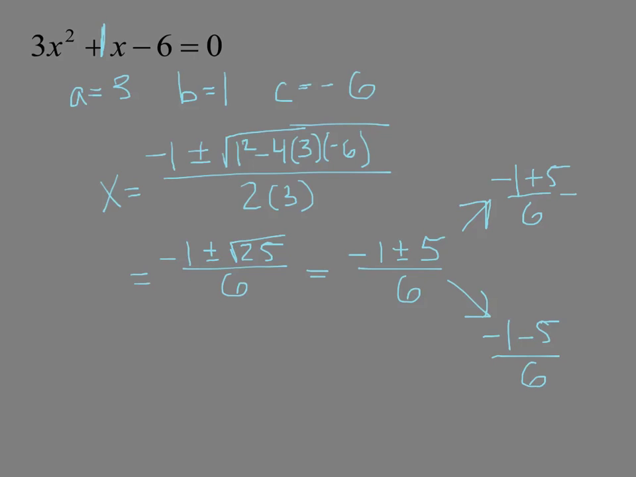So if I take the first one, I'm going to get negative 1 plus 5 is 4. 4 divided by 6 is going to be 4 over 6, which reduces to 2/3. Negative 1 minus 5 over 6 will reduce down to negative 1. So negative 1 is an answer, and 2/3 is also an answer.